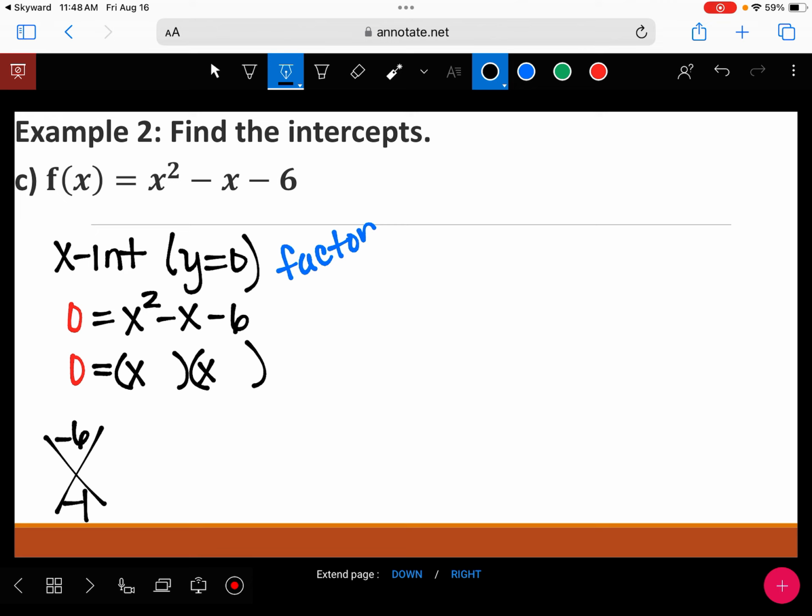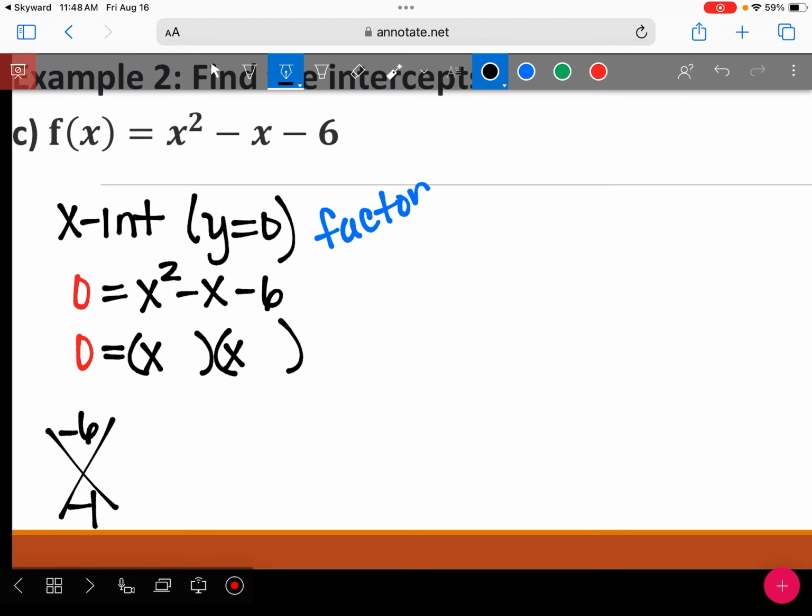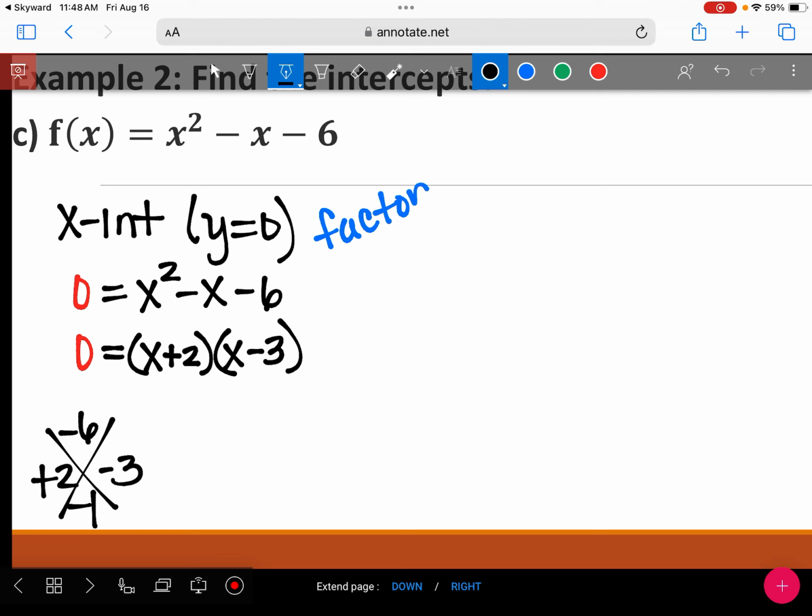Anybody know our numbers? +2 and -3. Who agrees with that? All right, let's put it in our factor. So remember, because a is 1, we can do a shortcut. So we got a +2 and a -3. So let's go ahead and set both of these equal to 0. This one and this one. So for your first x-intercept, x plus 2 equals 0. For your second x-intercept, x minus 3 equals 0. Go ahead and solve them both.